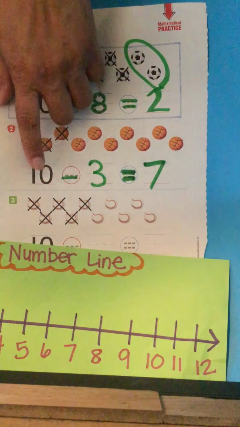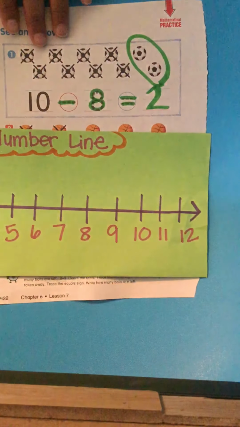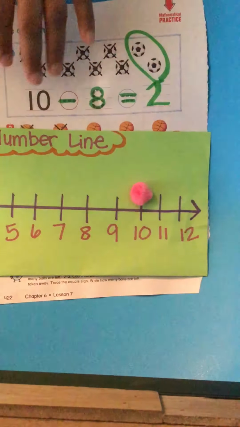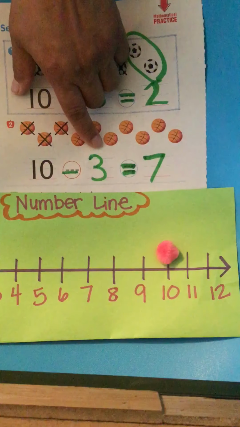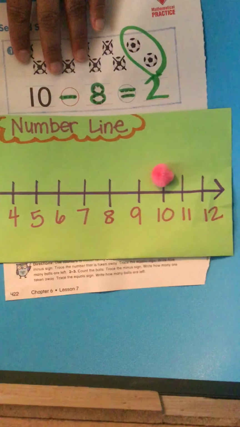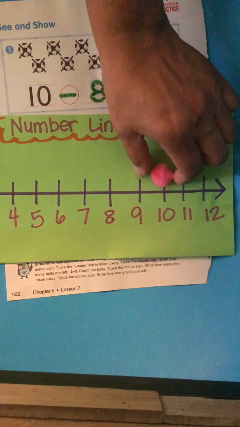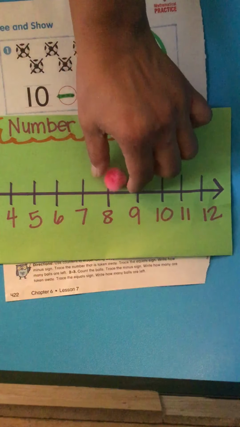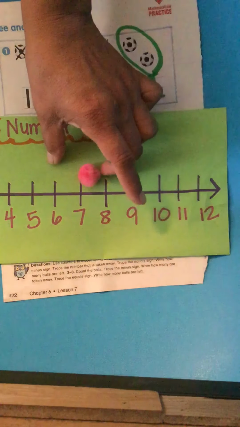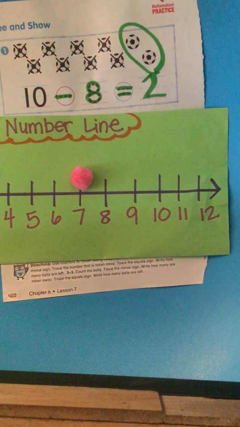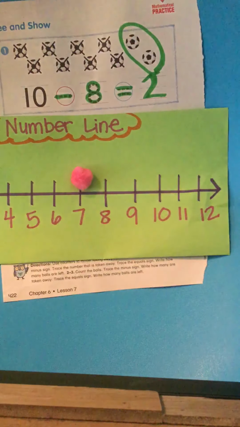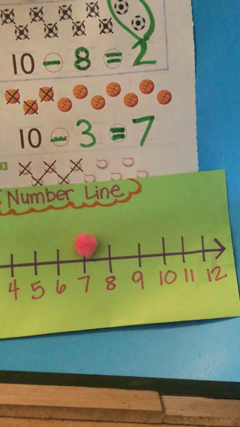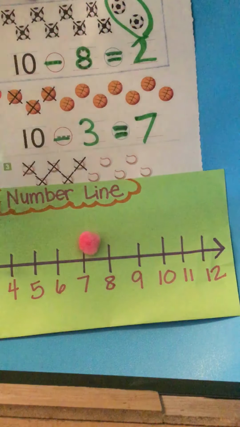So where are we starting again? 10. How many are we taking away? 3. So let's go back 3 times. Ready? Go. 1, hop, 2, 3. 10 take away 3 is what, boys and girls? 7. See, we got the same answer.